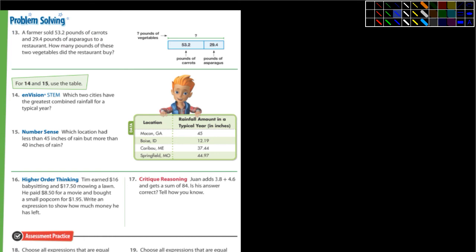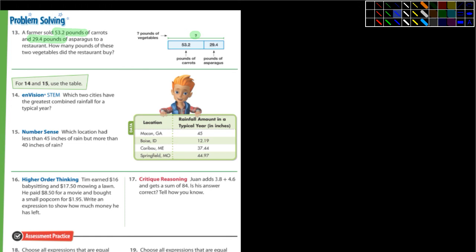It says a farmer sold 53.2 pounds of carrots and 29.4 pounds of asparagus to a restaurant. How many pounds of these two vegetables did the restaurant buy? So you're just adding these up. That's all you're doing. And make sure whatever your answer is, that you put pounds. So if the answer is 10, you're going to put 10 pounds. Of course, the answer is not 10. Okay, so make sure you label it.